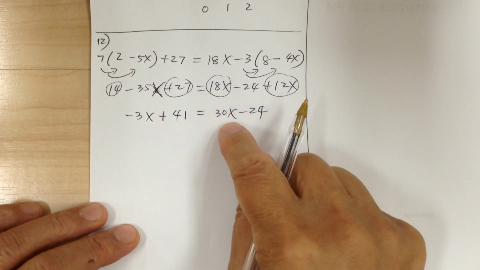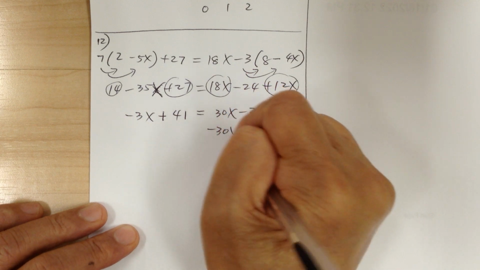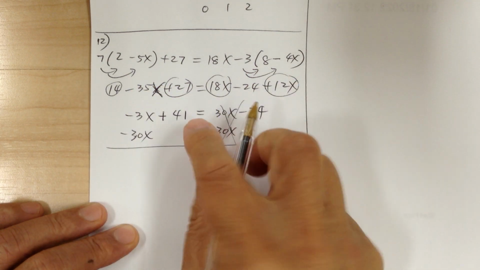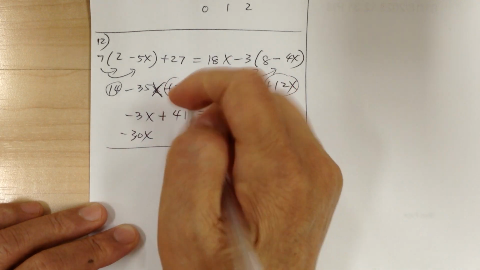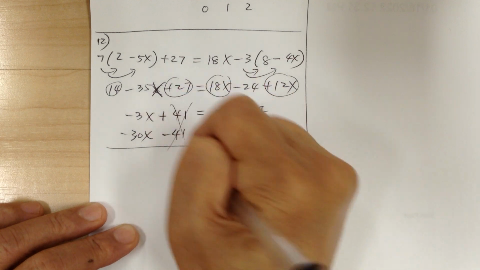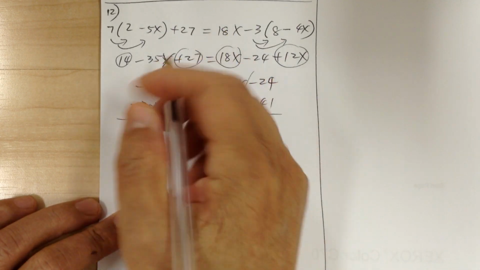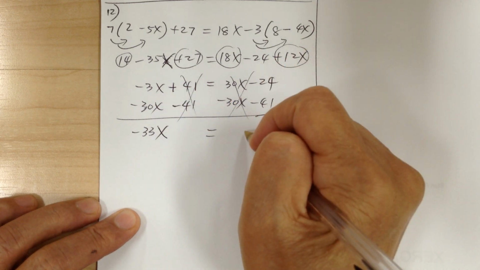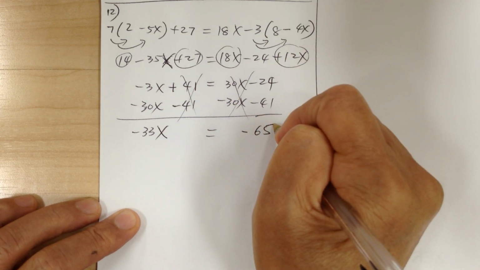Next I'm going to move this over, so minus 30x, minus 30x, so that this will cancel out, and move this over to the other side. So minus 41, minus 41, so this will cancel out. Same sign you add, so it'll be minus 33x. Same sign you add, so minus 65.